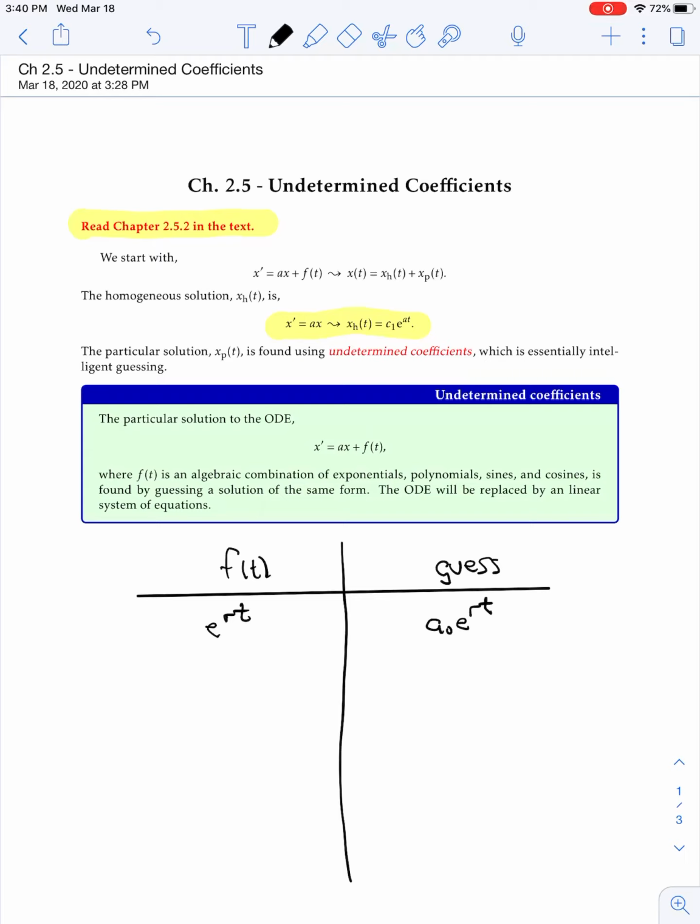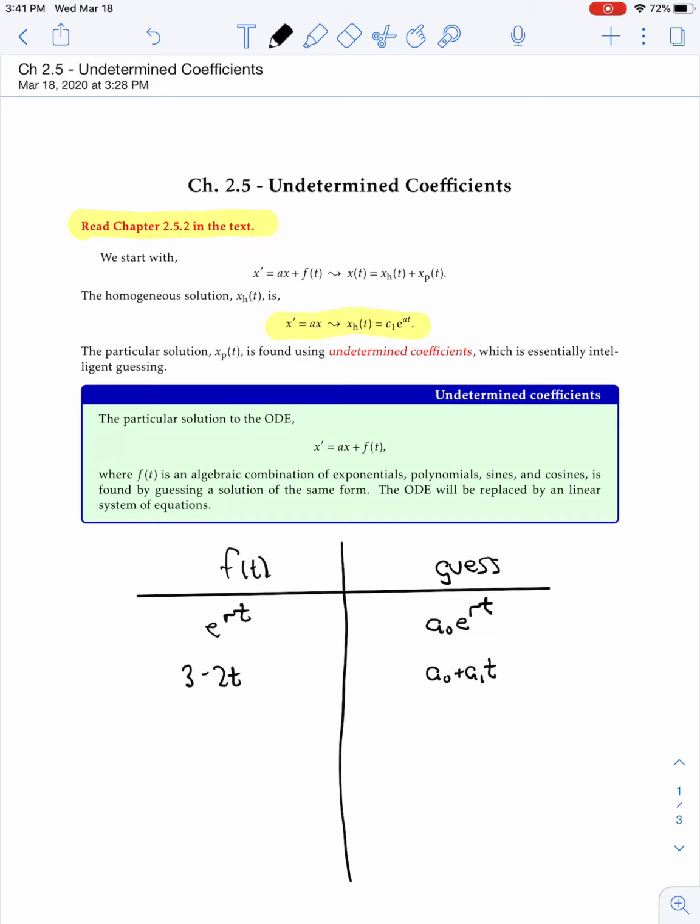We might see a polynomial. So for example, suppose we see the polynomial 3 minus 2t. Well, it's a first order polynomial, and I'm going to guess a first order polynomial, but again, I don't know the coefficients. A naught plus a1t will do the trick.